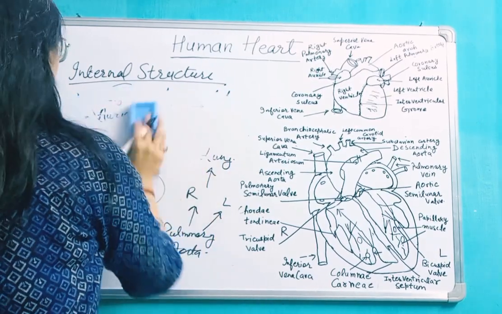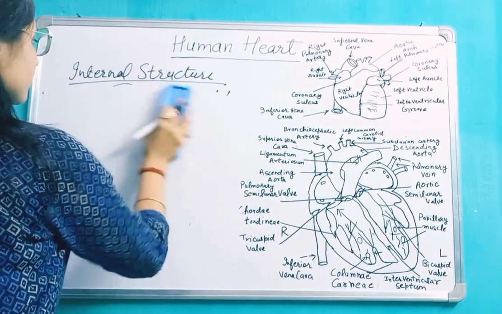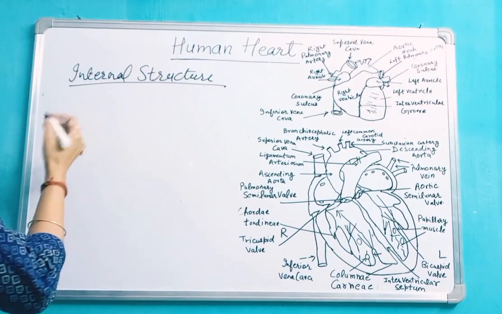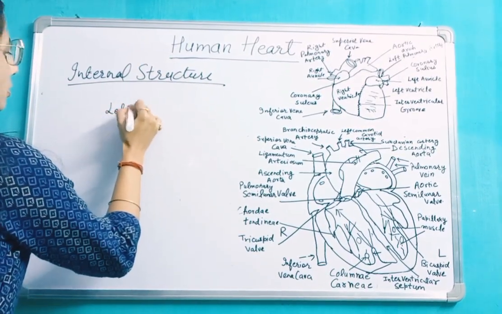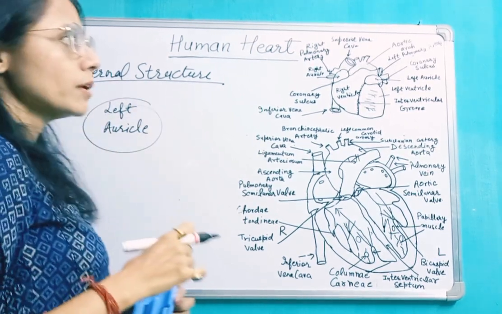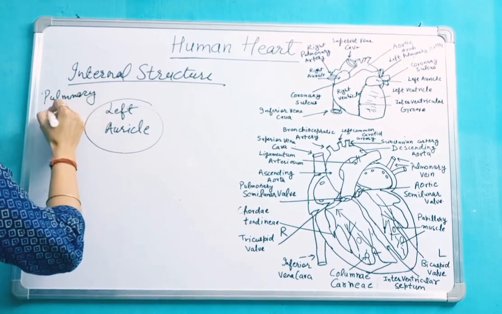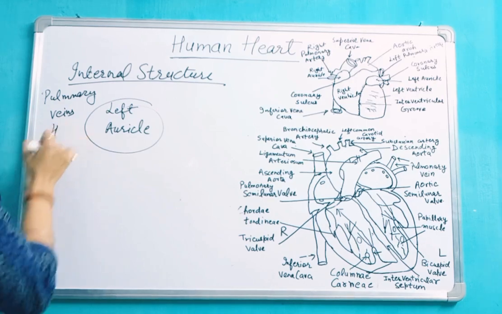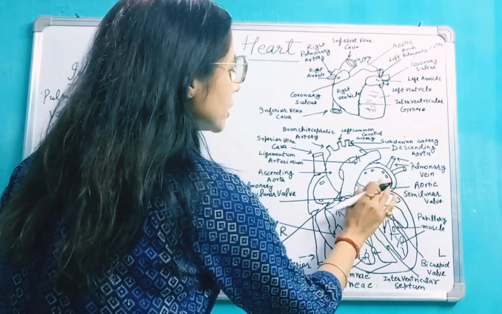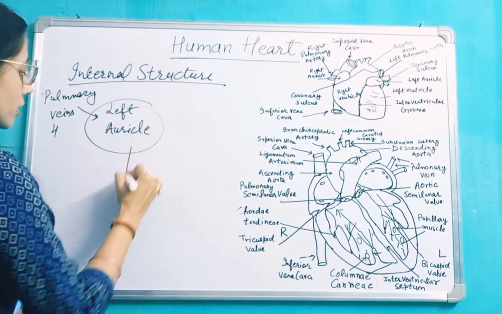Next we have लेफ्ट साइड. अब हम लेफ्ट साइड वाले की बात करेंगे. इन द लेफ्ट साइड वी स्टार्ट विद द लेफ्ट ऑरिकल. अब लेफ्ट ऑरिकल गेट्स ब्लड फ्रॉम pulmonary veins. So 4 pulmonary veins and that is your opening. You can see the pulmonary veins. ठीक है, यहाँ से ब्लड आ रहा है into your left auricle.